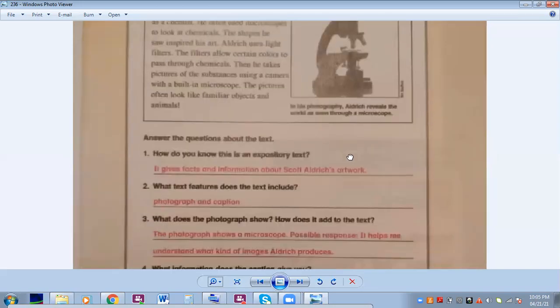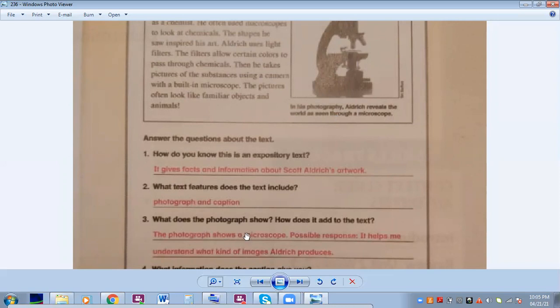How do you know that this is expository text? It gives facts and information about Scott Aldrich's artwork. Okay, so we know expository text gives facts and information about a topic, in this case, his artwork. What text features does the text include? Here we have a photograph and we have a caption explaining what the photograph is about.